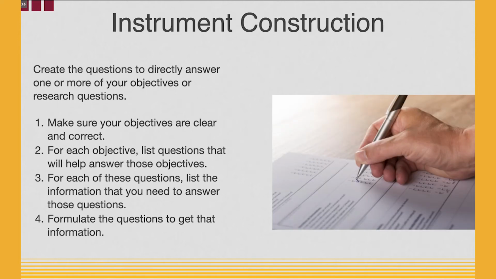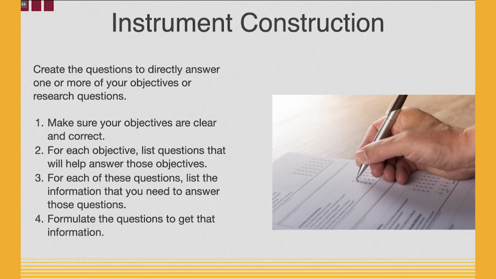Now let's talk about creating the actual data collection instrument, basically a survey. We're going to talk about surveys. You need to make sure that when you create your survey, or interview questions even, that you create those questions to directly answer one or more of your research objectives, or if you wrote research questions, to address those research questions. So the first thing you've got to do is go back and look at those research objectives or questions that you wrote when you were developing your study, and make sure those are clear and on point and correct for what you want to find out.